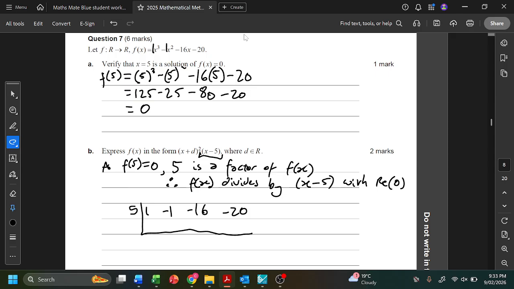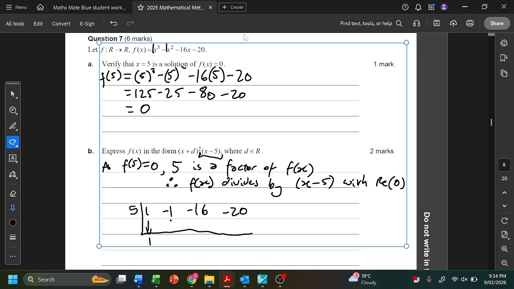And we just do this procedure where first up we drop down that 1 down here. That only works if this is a monic polynomial. So we can see that, for example, what we're doing here is we're doing x cubed divided by x, which is just going to get us out a factor of 1 in this sort of factorization over here. In this case, if it's monic, you don't have to worry about anything else there. Then we just do 5 times 1, that gives us 5.